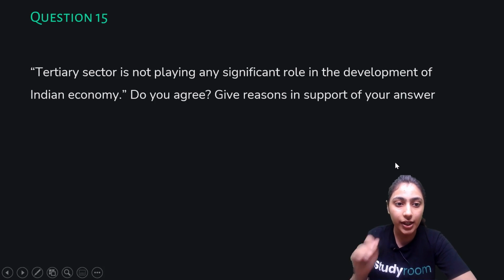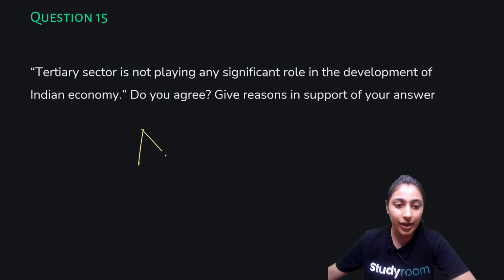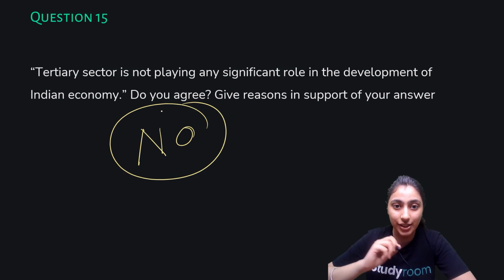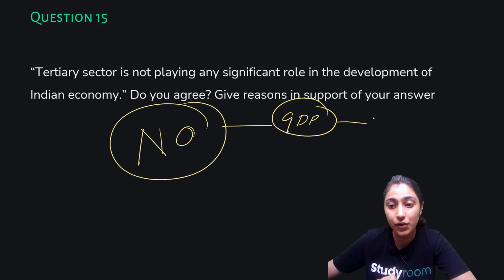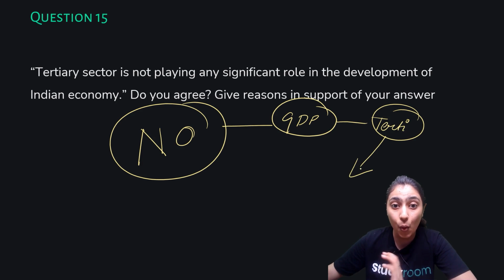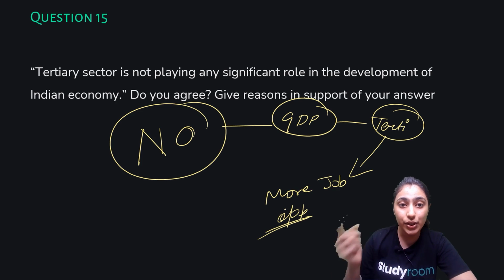Now, moving forward: the tertiary sector is not playing any significant role in the development of the Indian economy. Do you agree? Give reasons in support of your answer. So, no, we absolutely do not agree. The reason is that the tertiary sector is basically the sector that helps our GDP increase. Our GDP has mostly increased because of the tertiary sector. And apart from that, the tertiary sector is the one in which more people are employed. So basically, more job opportunities are there in the tertiary sector, and more and more people are employed in it.